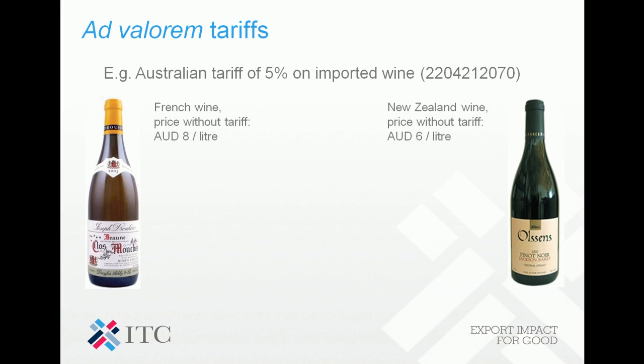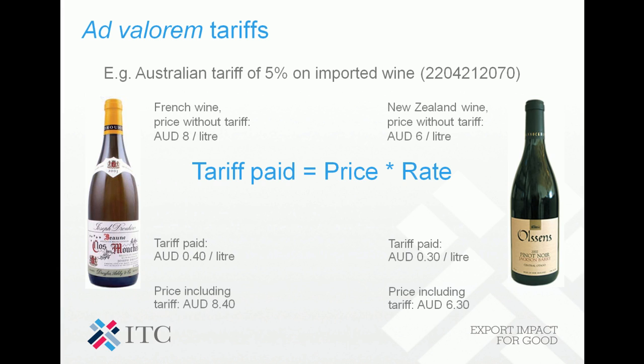Imagine that the price of a 1-liter bottle of French wine is $8 while 1 liter of wine from New Zealand costs $6. At the border, a tariff of 5% on the price of $8 has to be paid, which equates to 40 cents for the French wine. The tariff for the New Zealand wine is 5% on $6, which equates to 30 cents.